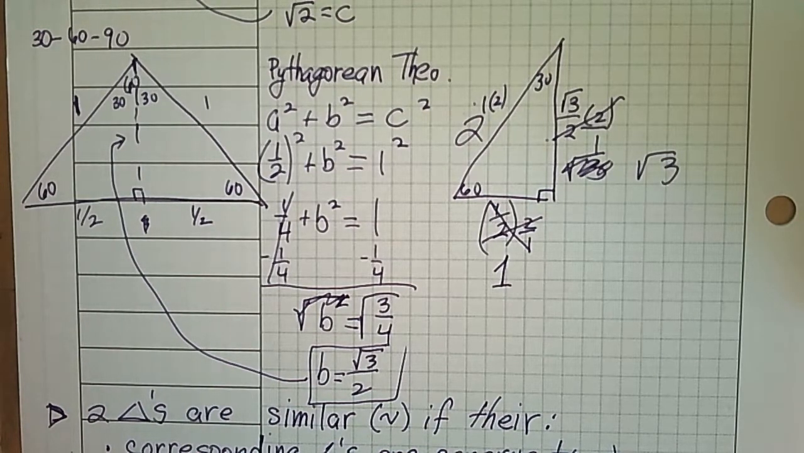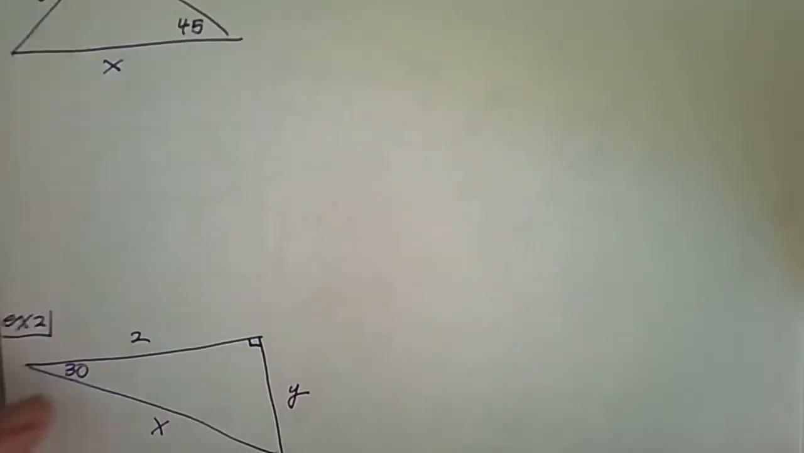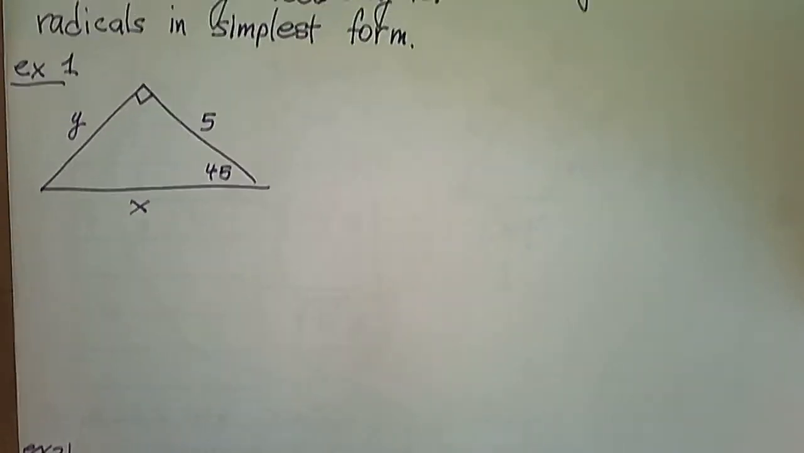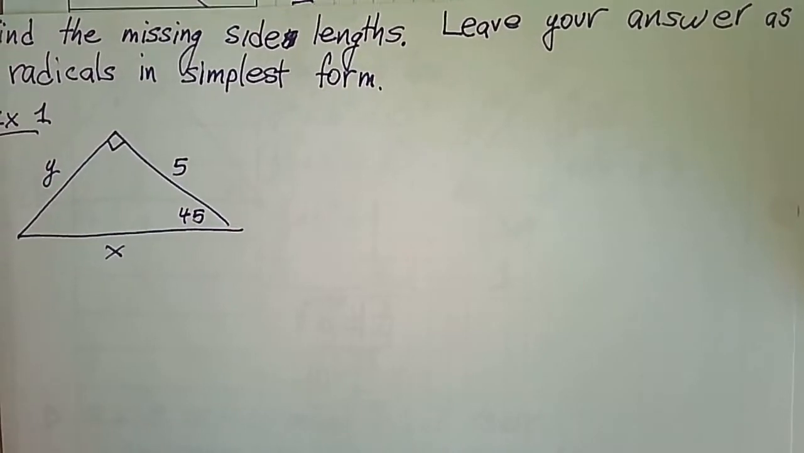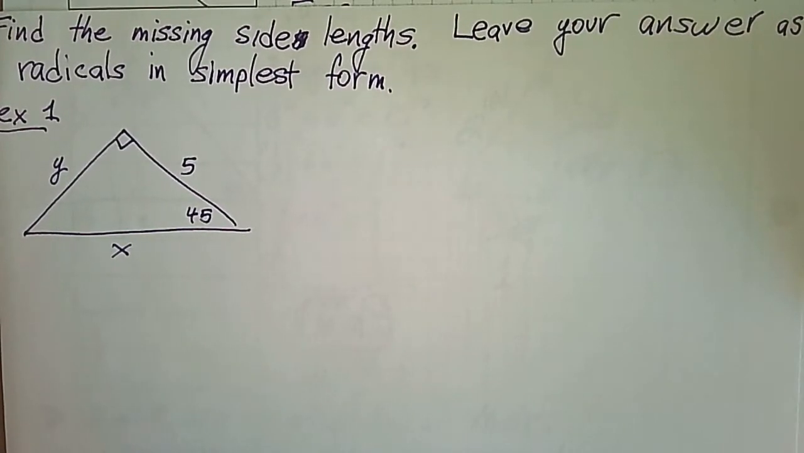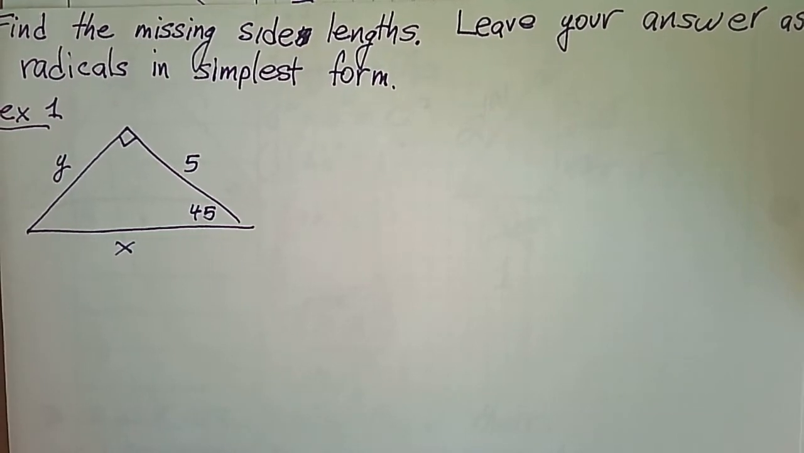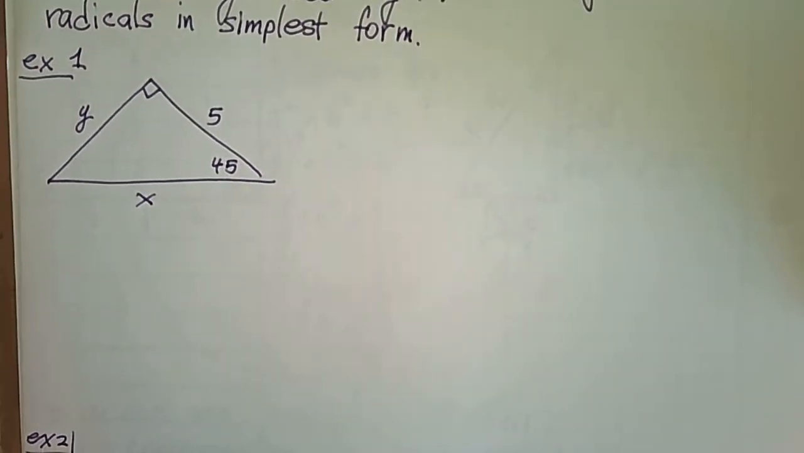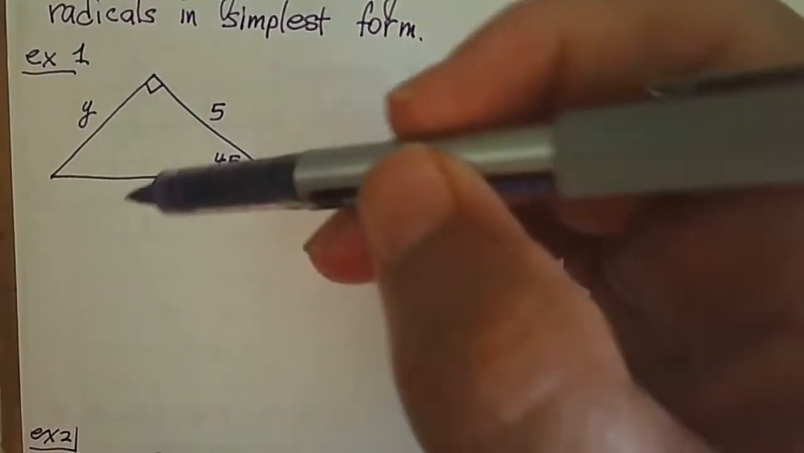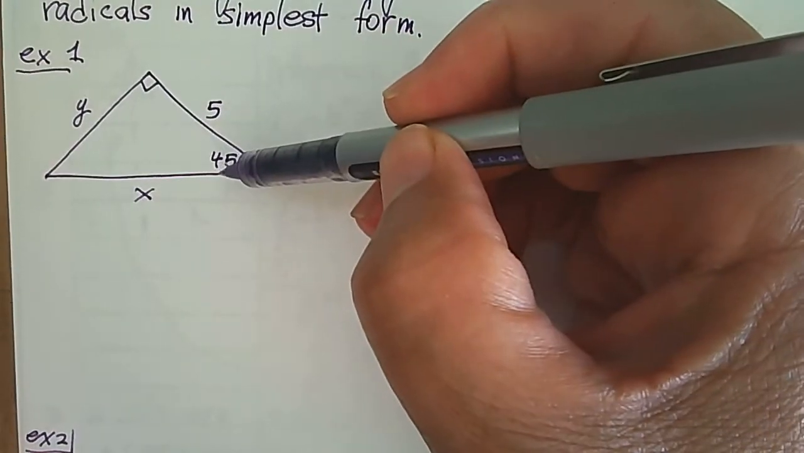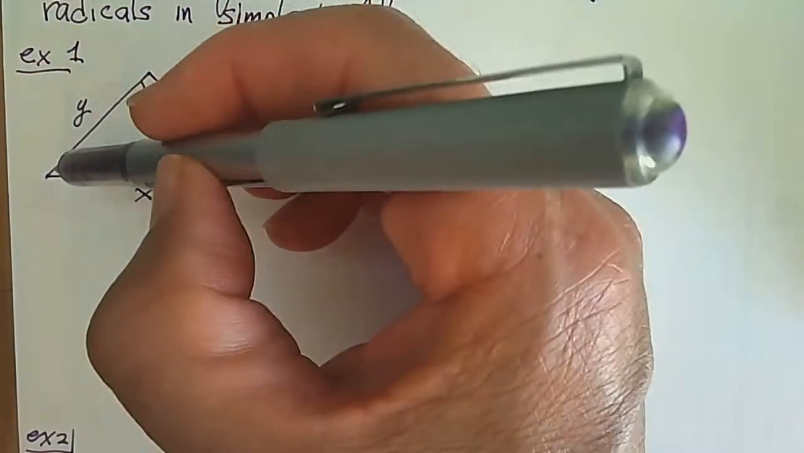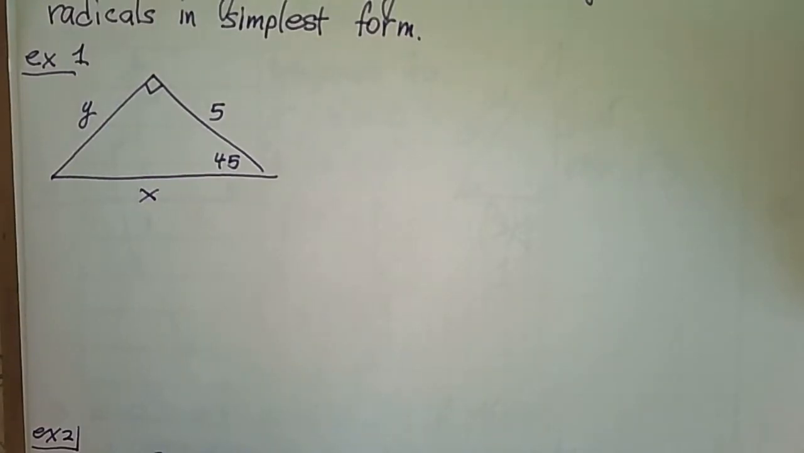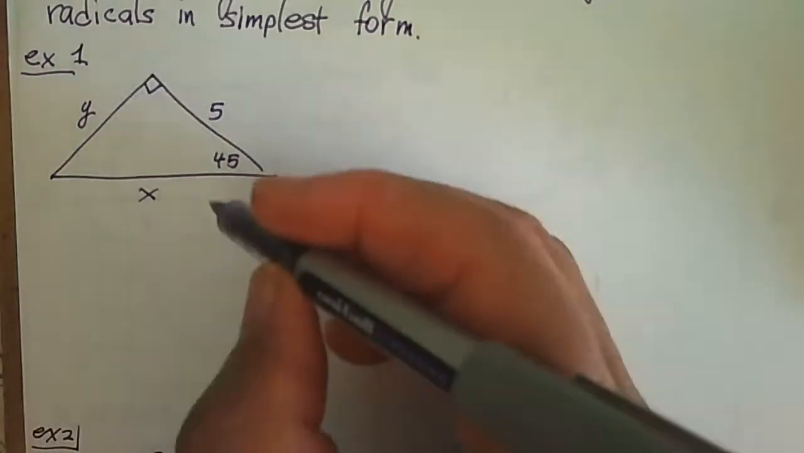Once we have that, let me do some examples for you. This example says find the missing side lengths. Leave your answer as radicals in simplest form. So problem number one. If you notice, I have a 90 and a 45, so this angle would also be 45. If you want to know why it's 45, it's the following.